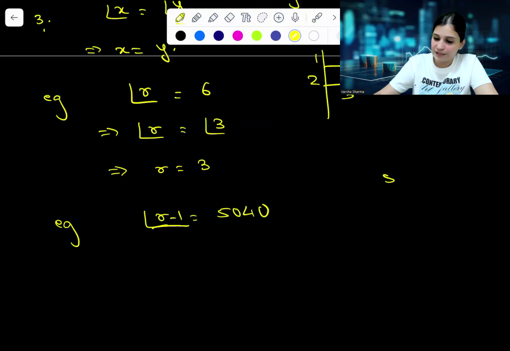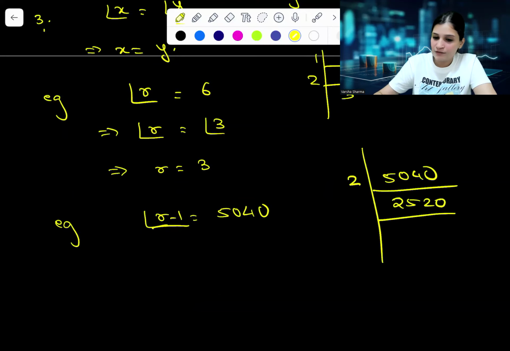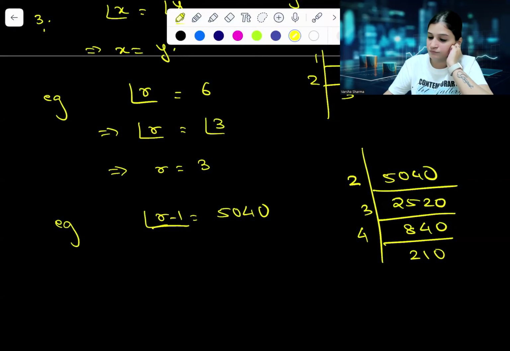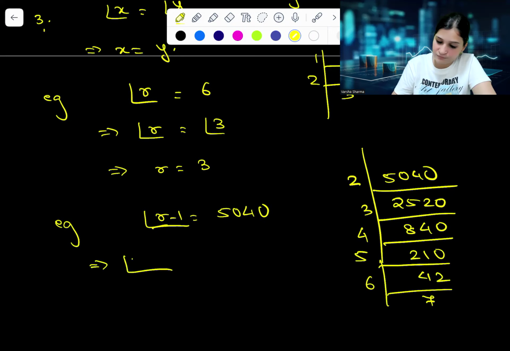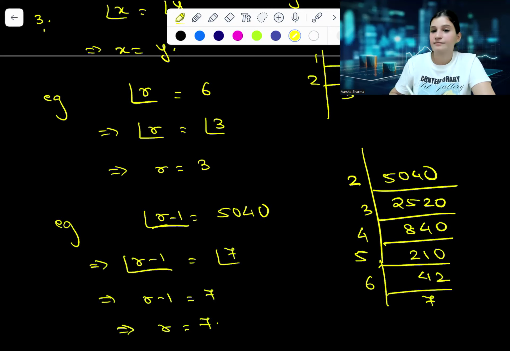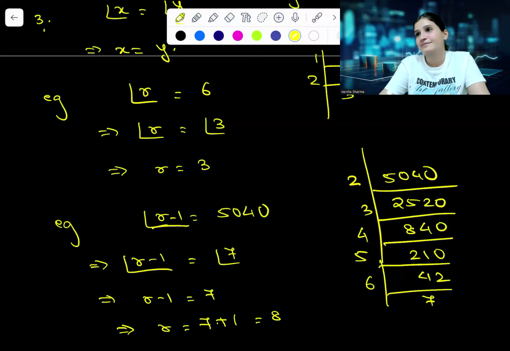Okay, fine then. So 5040 divided by 2, then 3, 4, 5, 6, so 2, 3, 4, 5, 6, 7. It is 7 factorial. So comparing, r minus 1 equals 7, so r will be 7 plus 1, which is 8. Done? Yes, ma'am.